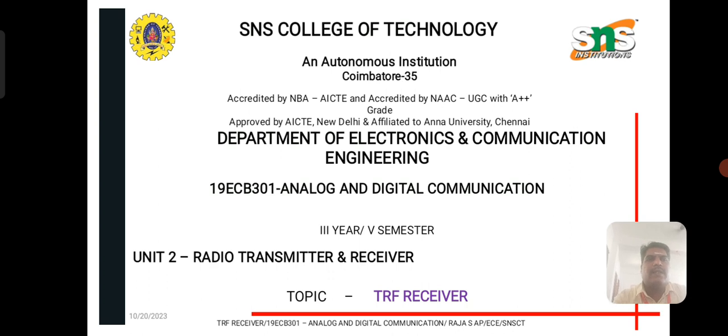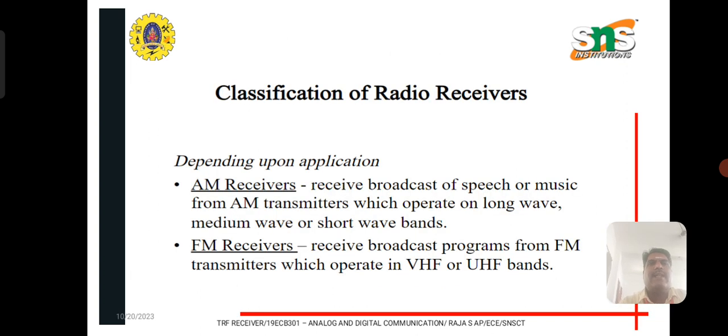Now we move on to the next important criteria for the classification of receivers. The classification of radio receivers is under two types. One is called the AM receiver, the other is called the FM receiver. The AM receiver receives broadcasts of speech or music from AM transmitters, which operate on long wave, medium wave or short wave bands. Whereas the FM receiver receives broadcast programs from FM transmitters, which operate only in the very high frequency and ultra high frequency bands. So TRF is under the FM receiver type.